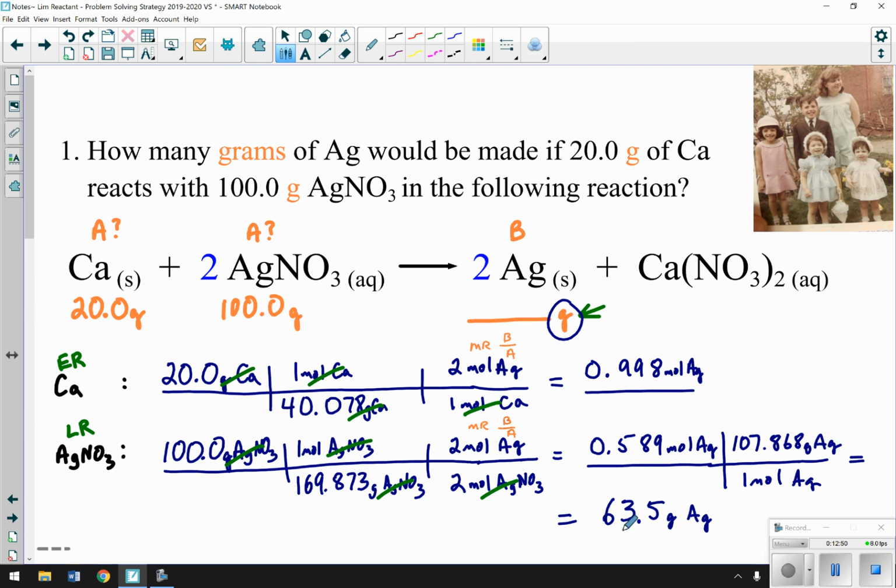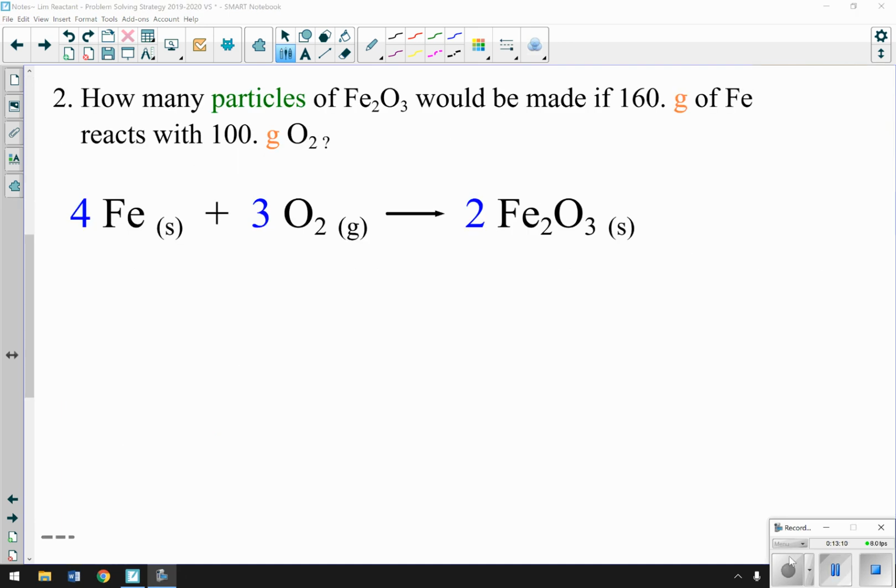This, my friends, is the final answer. So the answer to how many grams of silver would be made if these two amounts reacted, well, because silver nitrate is the limiting reactant, we would only be able to make 63.5 grams of silver. That's the final answer. All right, let's look at a second sample problem here.